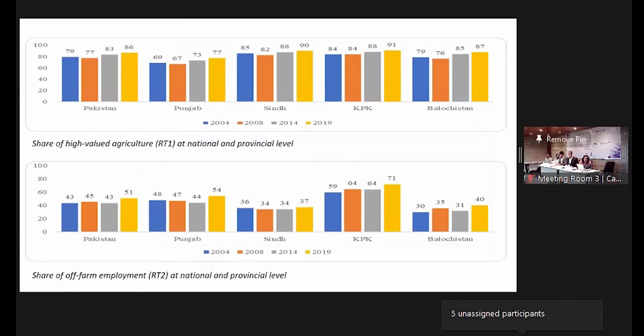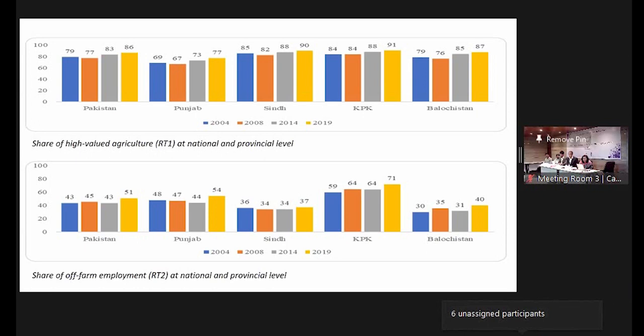These slides provide the overall figures at the provincial and the national level regarding RT1 and RT2. Probably RT1 and RT2 are now familiar to the people, that these are the indicators of rural transformation. That shows an increase over time. So now, what could be the reason for this increase? There could be various factors or drivers of this rural transformation.